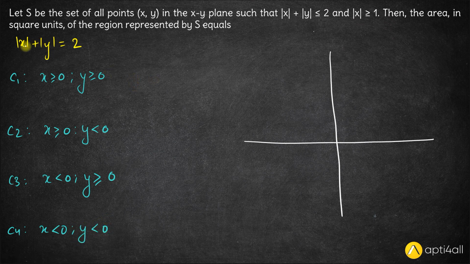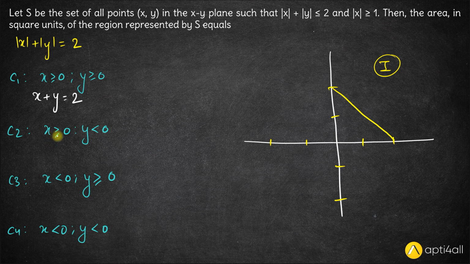Now if x and y are both greater than 0, we have x + y = 2. Now what is the graph of x + y = 2? Remember, both are positive. Since both are positive, we'll get the graph only in the first quadrant, where both x and y are positive. The graph will be a straight line like this.